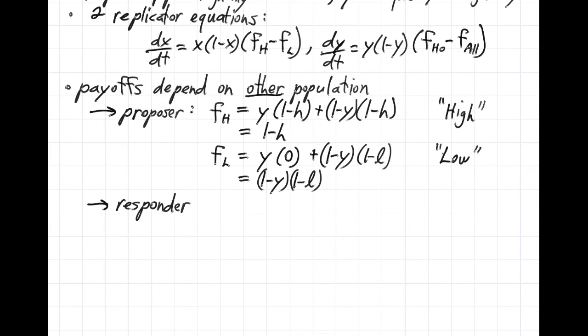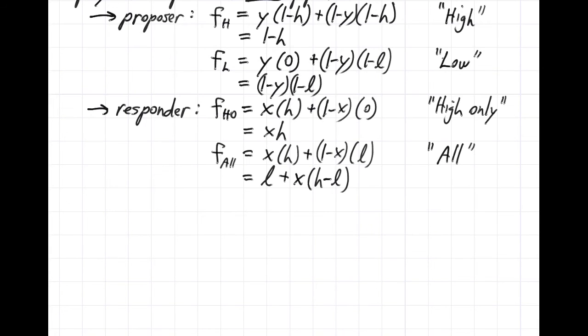Go ahead and work out the same thing for the responder. What would the fitness of each of its types be, and how would it depend on the other population? You should pause the video now, and when you're ready, resume it. Okay, here are the results, at least the ones I got.